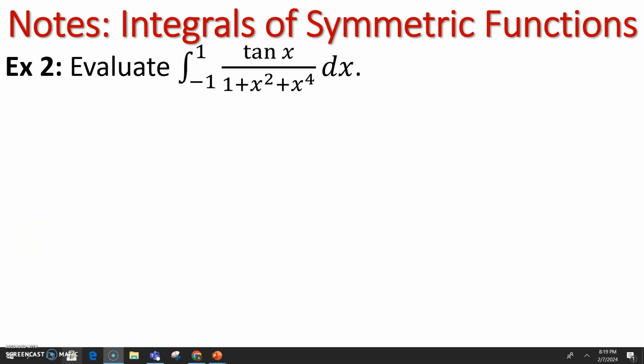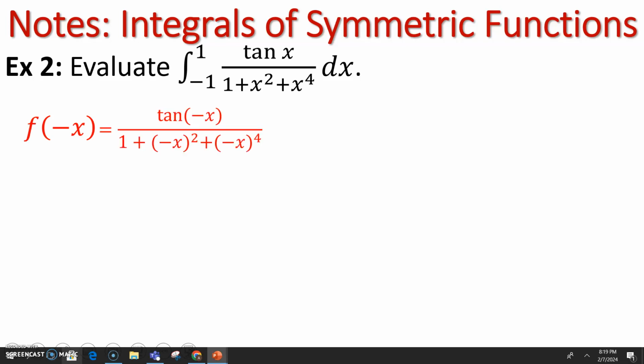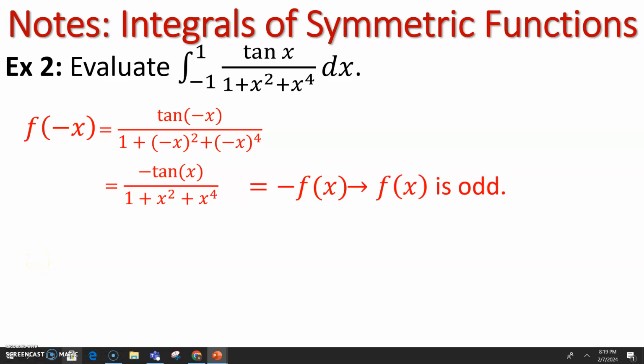All right, let's try another one. Let's evaluate this. First, let's determine if it's even or odd by plugging in negative x. We plug in negative x, and we get tangent of negative x over 1 plus negative x squared plus negative x to the 4th. We know that tangent of negative x is negative tangent x. And then negative x squared is x squared, and negative x to the 4th is x to the 4th. We see that this is the opposite of what it was before, because it's now negative. Thus, this is an odd function. Thus, when we integrate, we see that it's 0. And done.